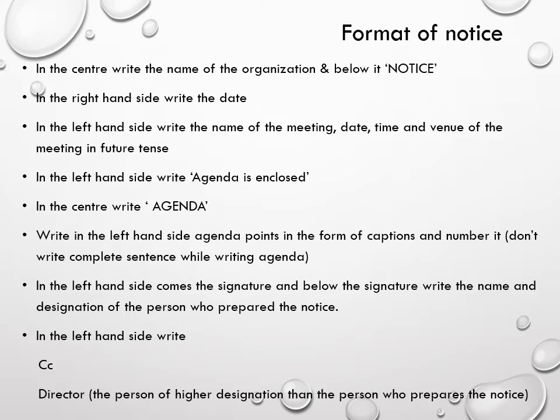And after writing the agenda points in the form of caption comes the signature and the name of the person who prepared the notice. And below the name is the designation of the person. In most cases in organizations, the notice will be prepared by the secretary. After the name of the person who prepared the notice comes the carbon copy and the person who receives the carbon copy. The person who receives the carbon copy would be a person of higher designation than the secretary or the person who prepares the notice.